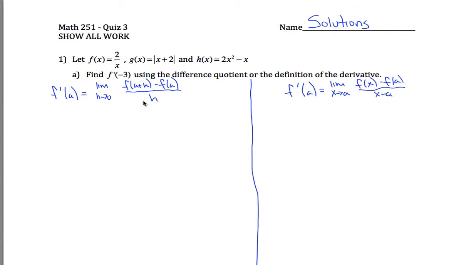So okay, one at a time. If I'm going to use the difference quotient, this gives me f prime of a, but I don't want f prime of a, I want f prime of negative 3. So f prime of negative 3 is going to be the limit as h approaches 0 of f of negative 3 plus h minus f of negative 3, divided by h.